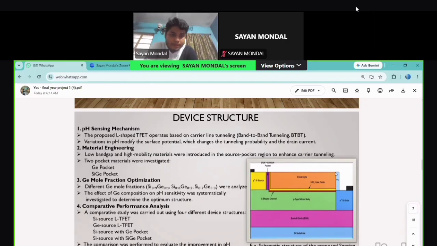Okay, and then that blue part is the N+ silicon drain, and this is on the right side. On the right side we have a heavily doped N-type silicon drain, which collects the carriers after they tunnel through the channel. Then the P-type silicon body under the L-shaped channel. This channel is fabricated on the P-type silicon body, which serves as the main semiconductor region supporting the L-shaped channel. And then the BOX means buried oxide layer. The BOX layer electrically isolates the active device from the substrate, reducing leakage current and minimizing parasitic effects. And then the silicon substrate provides the mechanical support for the structure.